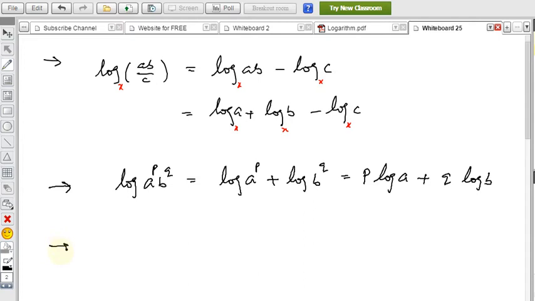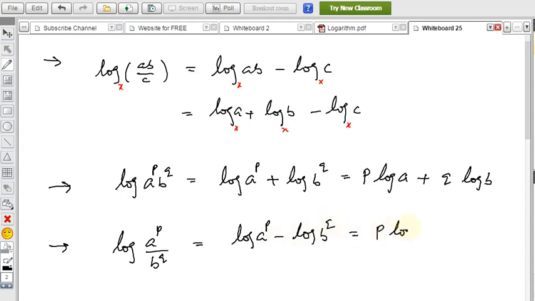Similarly, you can do one property in division also. So log of a power p by b power q. First step, we use subtraction: log a power p minus log b power q. Then p into log a minus q into log b. Right?